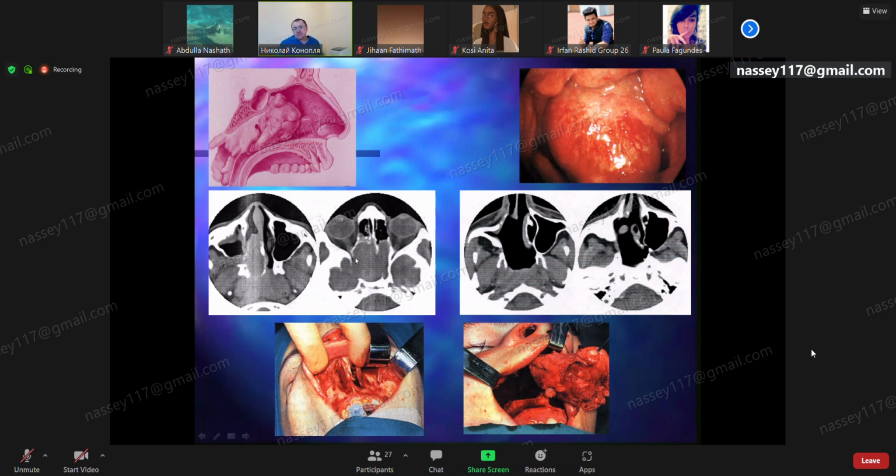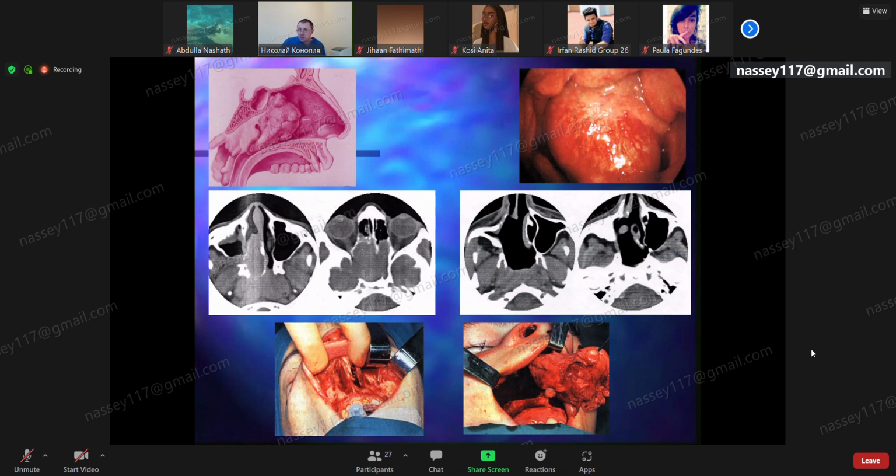And treatment. Treatment is clear. The treatment is surgical, but I talked already, this is a vascular tumor. This has very good vascularization, and in all manipulation of this tumor, especially in the attempts of removal, we have very high risk of bleeding, and we must be ready for severe bleeding.